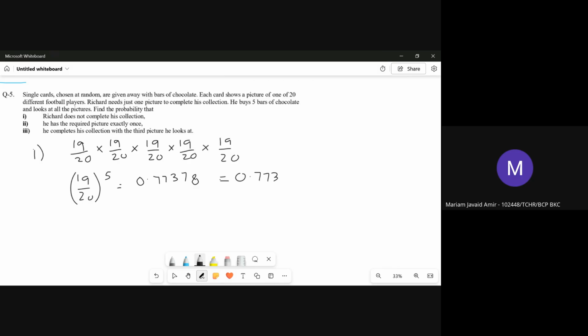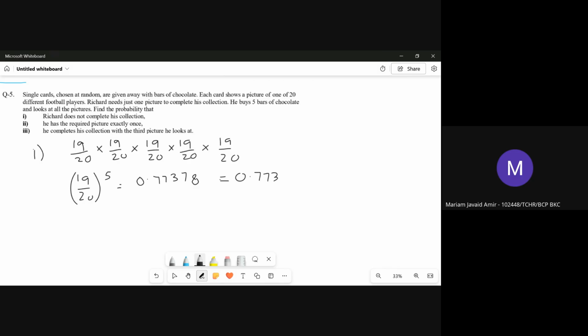So every time the probability is going to be 19 over 20 because he is getting a card that he already has. 19 cards उसके पास पहले से हैं, उसको एक और कार्ड चाहिए जो उसके पास नहीं आया in these 5 bars that he bought. So hence the probability is 19 over 20 power 5. ठीक है? Okay.